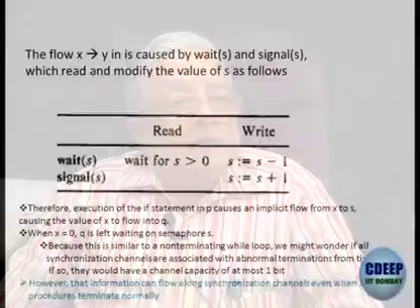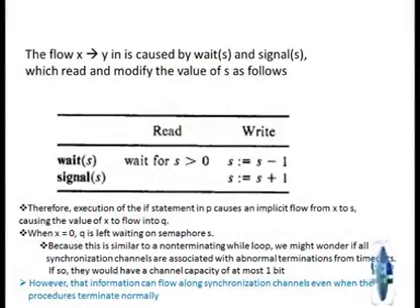Therefore, execution of the if statement in P causes an implicit flow from X to S. What is that? If X equals 1, then it is signal of S. If X equals 0, then I am not going to be signaling. So what does that mean? The execution of the if statement in P causes an implicit flow of the value of X to the semaphore S, and so to Q, because S is common to both the P and Q procedures.